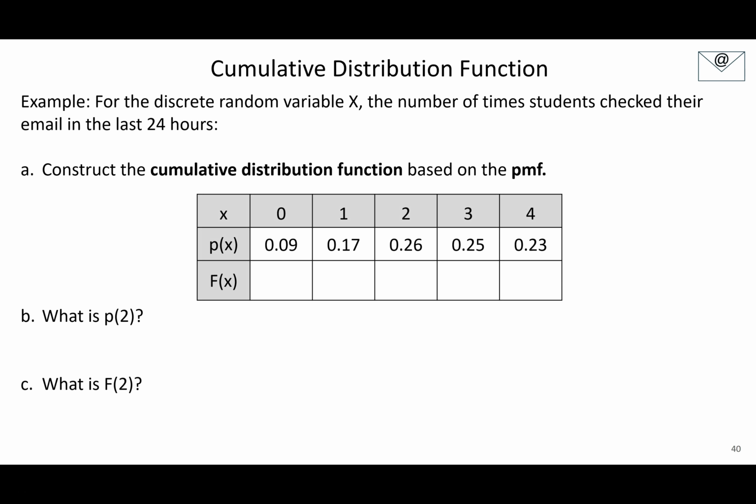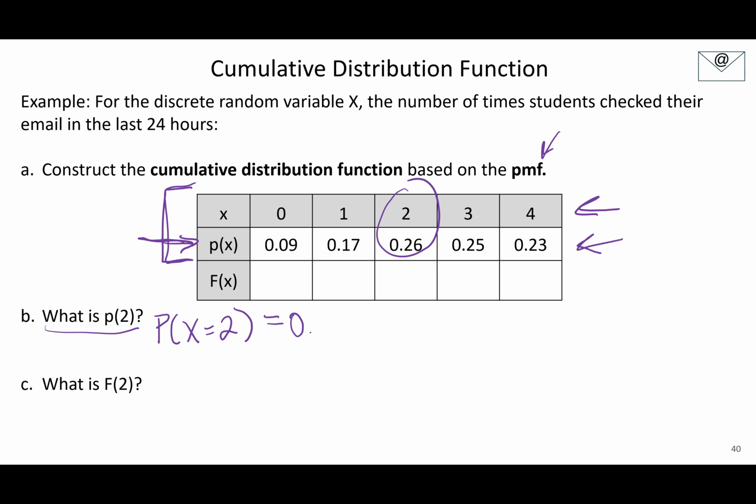So we are still going to use the email example. This bottom portion here should look familiar. It's our values for x and then the probabilities associated with them. That is our PMF, our probability mass function. So if I want to ask, what is my P of 2, the probability that x is exactly equal to 2, that is just 0.26.